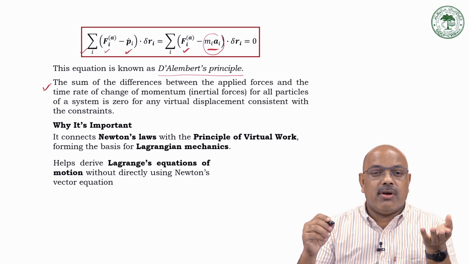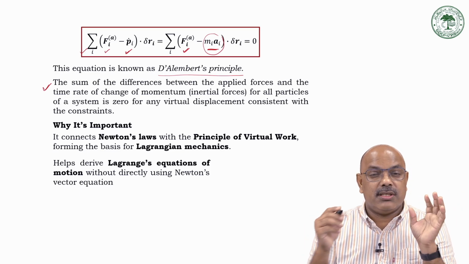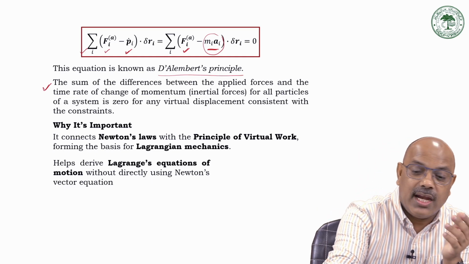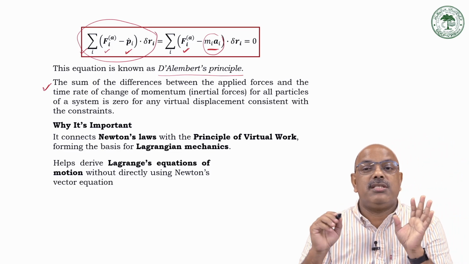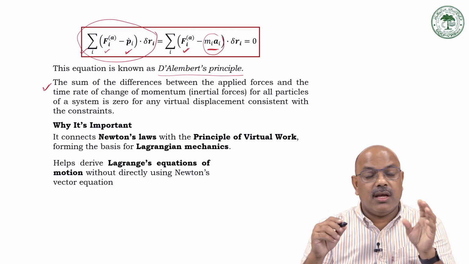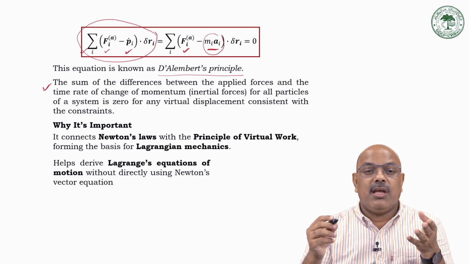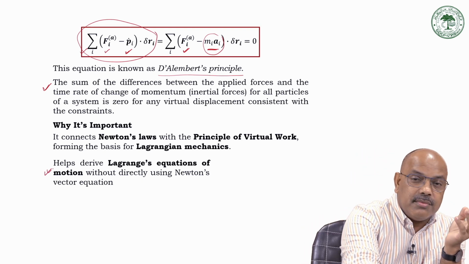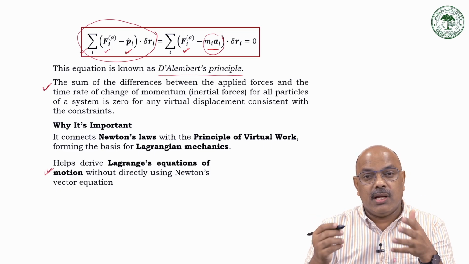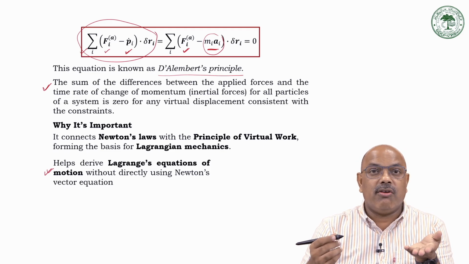And why is it important? Because it connects Newton's law, because we started from F equals dp by dt. If you connect Newton's law to the principle of virtual work, I demand that this virtual work is going to be 0 because of those forces which are reducing the dynamic equilibrium to the static equilibrium, and it helps to derive the Lagrange equation of motion. We will see this part in the later lecture series: how on the basis of D'Alembert principle we can derive the Lagrange equation of motion, and what is basically the Lagrangian of a system.